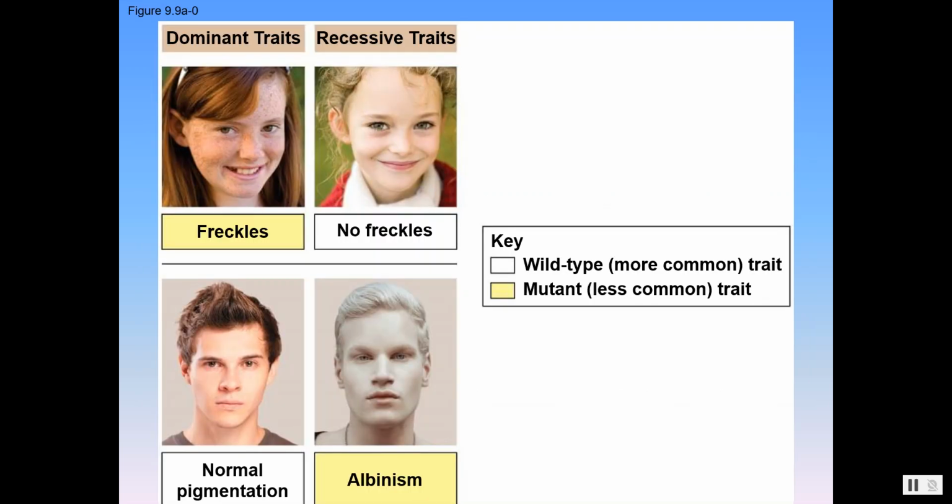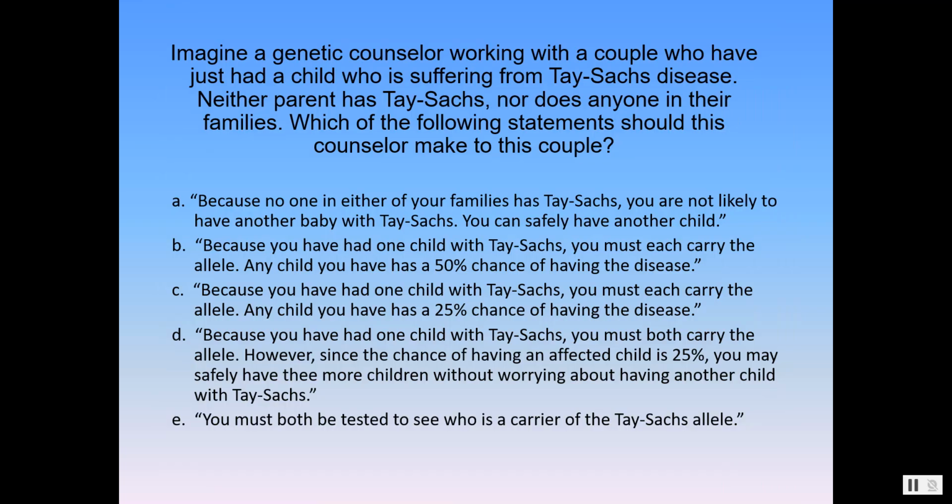So here we have freckles and no freckles, right? No freckles is the more common, and freckles is the less common. On the bottom, albinism is obviously the less common trait, and then on the left, normal pigmentation is the dominant. So it doesn't matter. Sometimes the dominant trait is more prevalent. Sometimes the recessive trait is more prevalent, right? So it's not about dominant equals prevalent. That's not a thing.